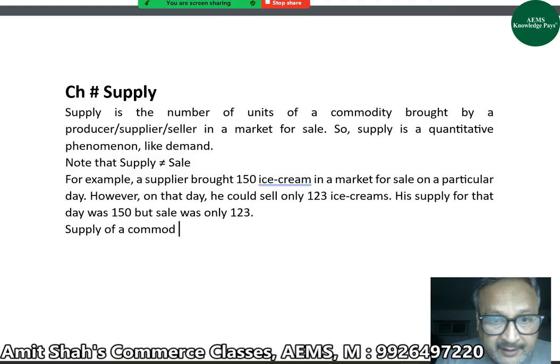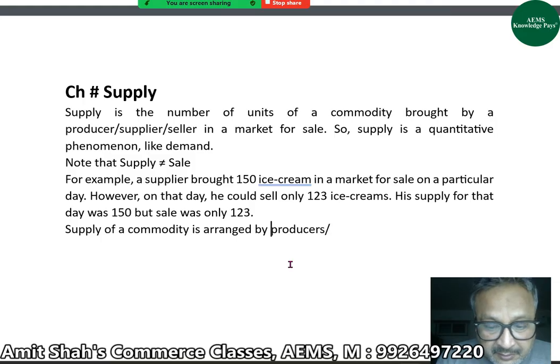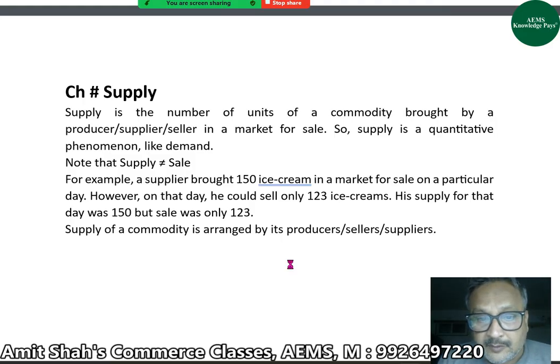Supply of a commodity is arranged by producers, sellers, or suppliers. Correct? Yes. Good.